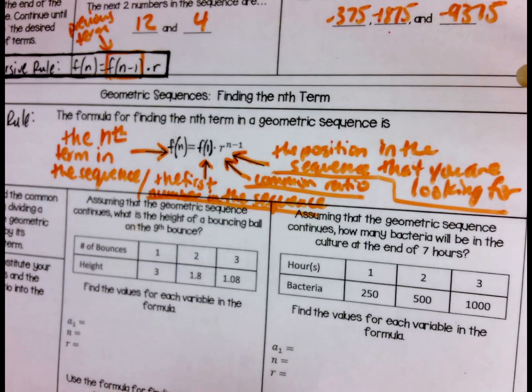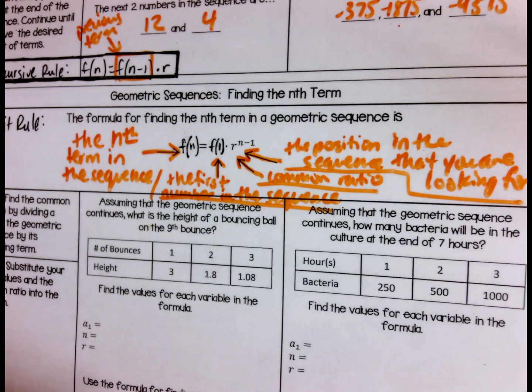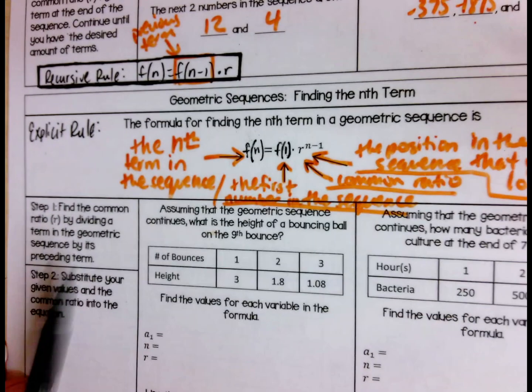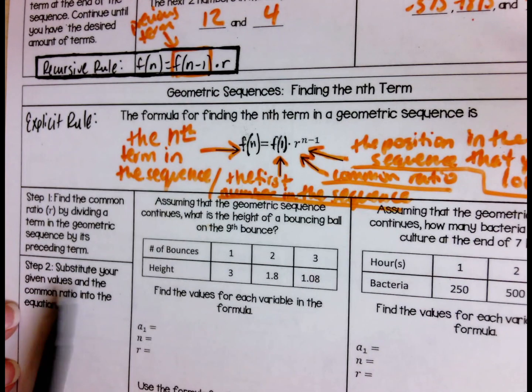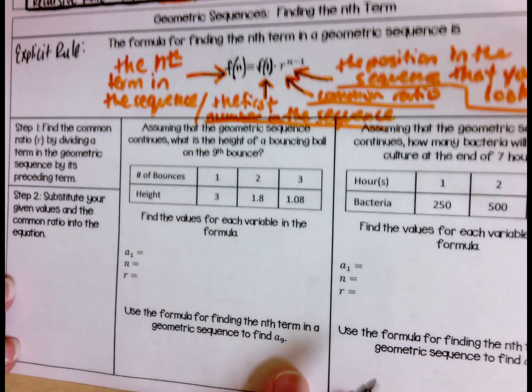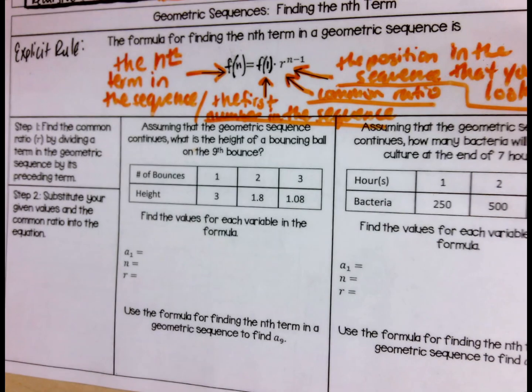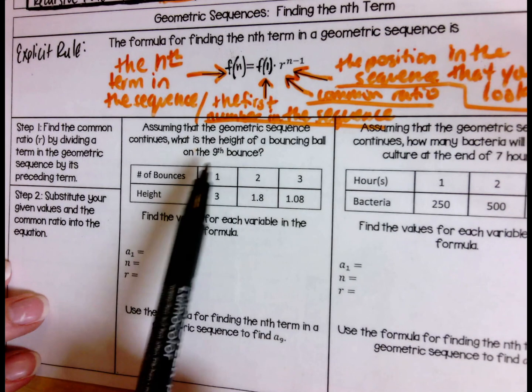All right, so how do we do this? How do we use this? Well, step 1 says to find the common ratio by dividing a term in the geometric sequence by its preceding term like we did before, and then substitute your values and the common ratio into the equation. So just like we did with arithmetic, except we're going to be using that multiplication and division first.